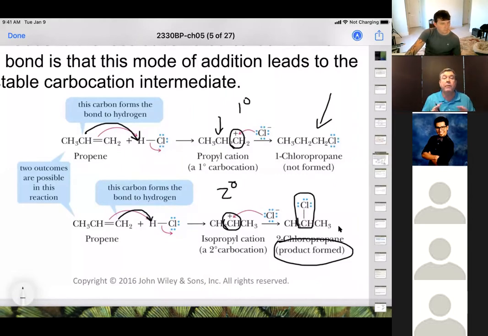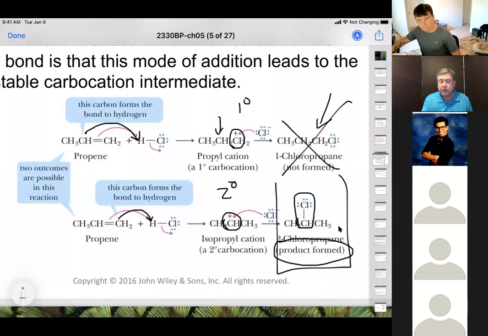So Markovnikov's rule is all about the stability of the carbocation formed. It doesn't want to form the primary carbocation, so it will not form this product. It can form a secondary carbocation, so it will form this product as our major. Do we understand that? The carbocation is the whole reason Markovnikov's rule works.